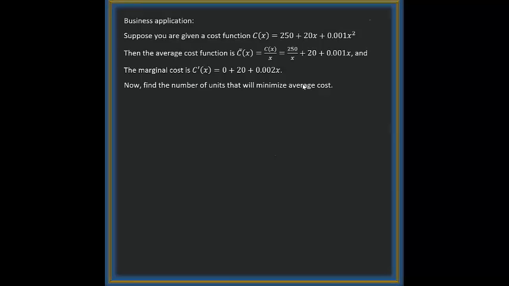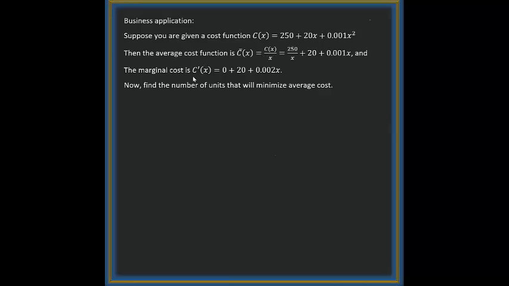Business application. Suppose you are given a cost function C(x), which is 250 plus 20x plus 0.001 x squared. Then for the average cost, the number of units will be x, so you divide by x. You get 250 over x plus 20x over x, which gives you 20, plus 0.001 x squared divided by x, which will cancel one x. So that is your average cost.